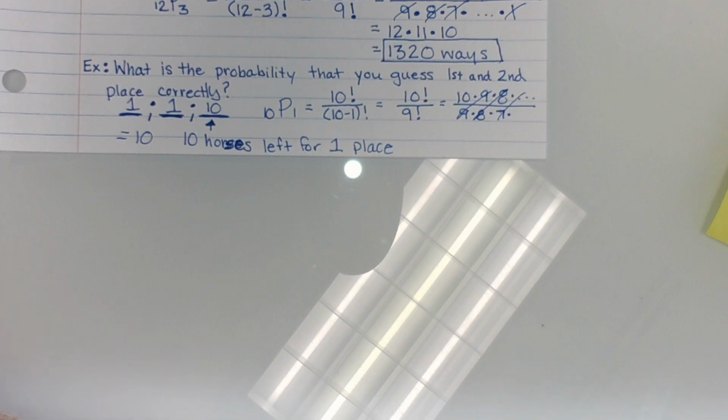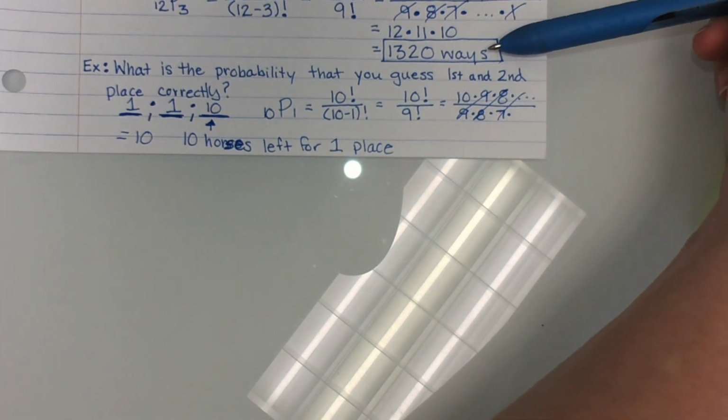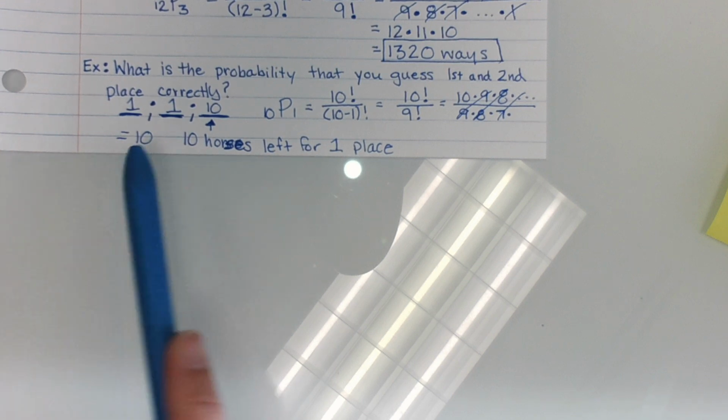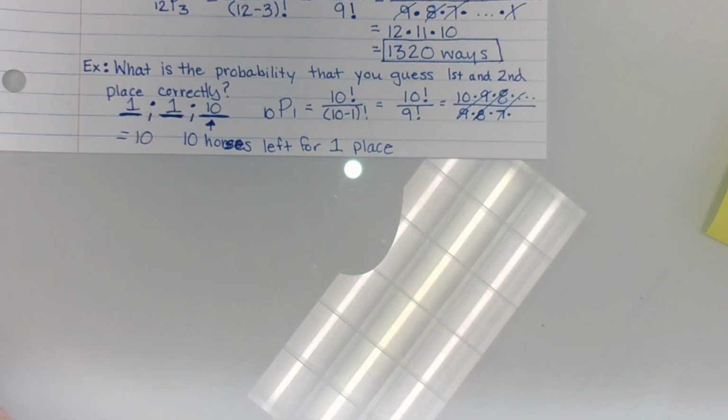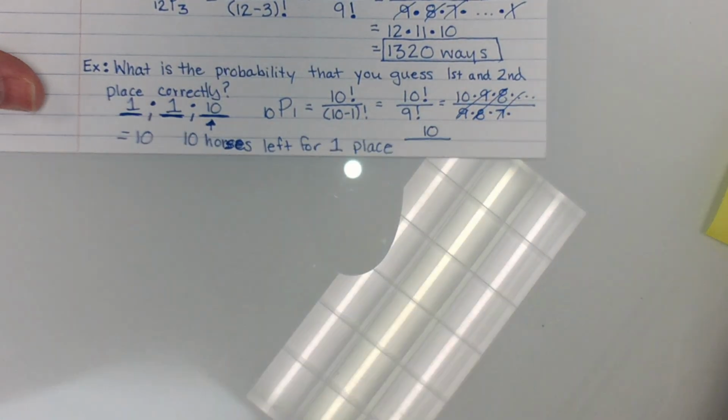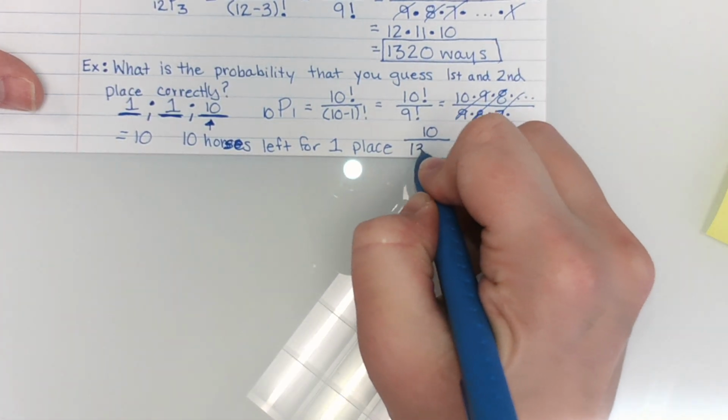How do you find the probability of something? If there's 10 ways to do it, and 1,320 ways for just things to happen, probability is calculated by the things that you want divided by total number of ways things can happen. 10 ways will fit what you want. 1,320 ways are total outcomes. It's outcomes you want divided by total outcomes.